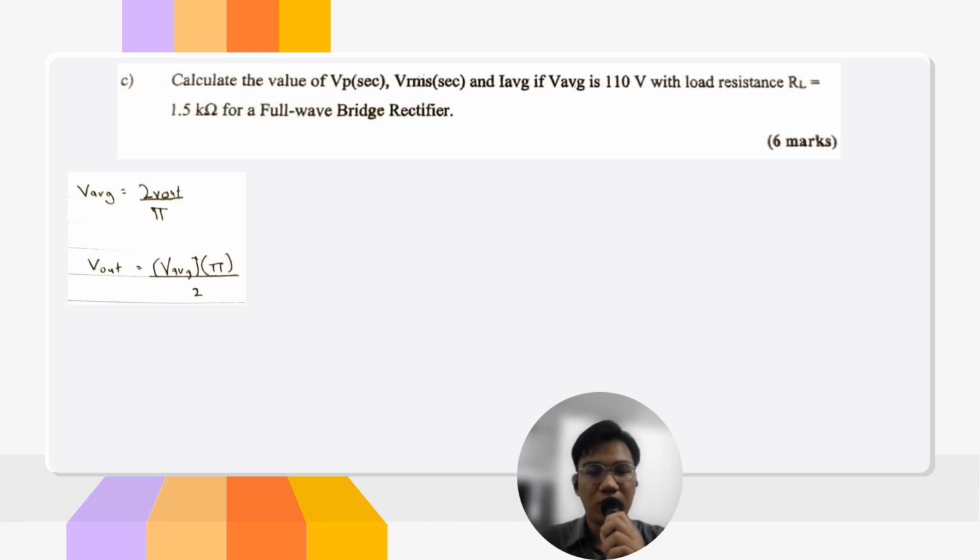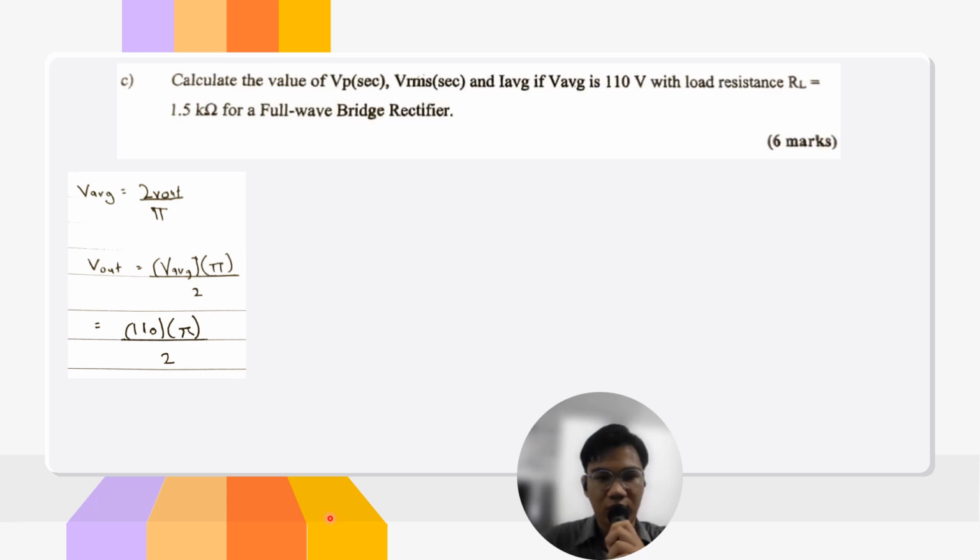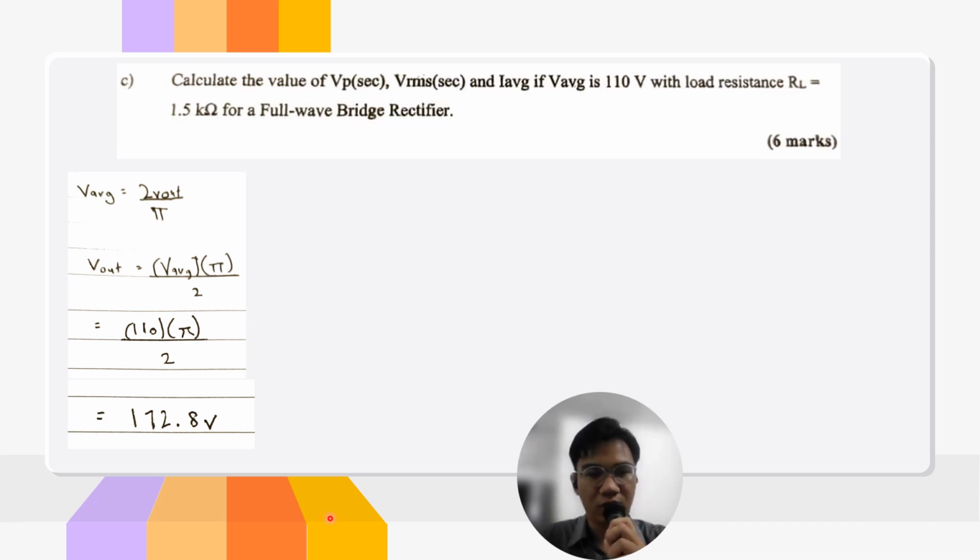Then we can rearrange the formula until it becomes V out equal to V average multiplied by pi and divided by 2. Then we just have to insert the value, which is 110 multiplied by pi and divided by 2, and finally we will get the value of V out, which is 172.8 volt.